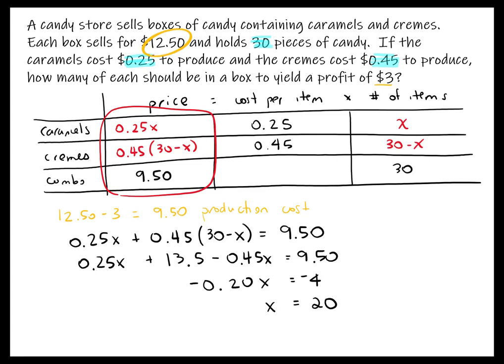So we'll get 20 caramels, and then 30 minus 20 gives me 10 of the other kind, 10 creams.